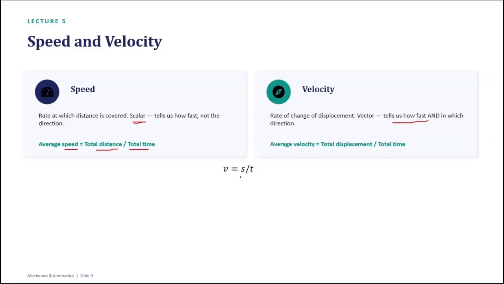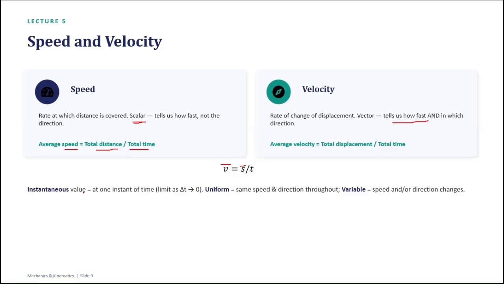This is the mathematical form for both speed and velocity. But for speed, v will be a scalar with no arrow above it, and s is representing distance. But if it is velocity, then it will have an arrow over it like this, and s will have an arrow as well, because velocity is equal to displacement divided by time.